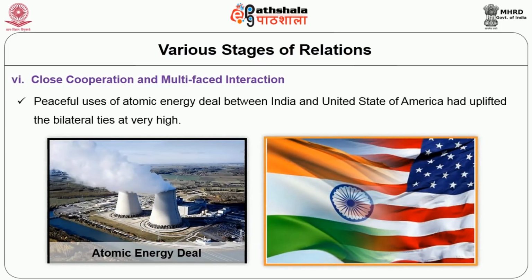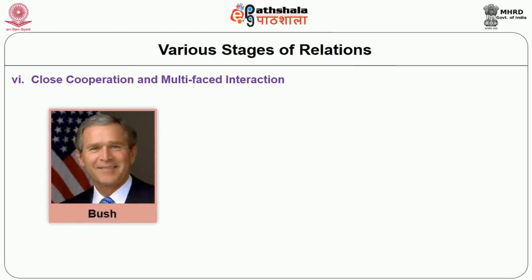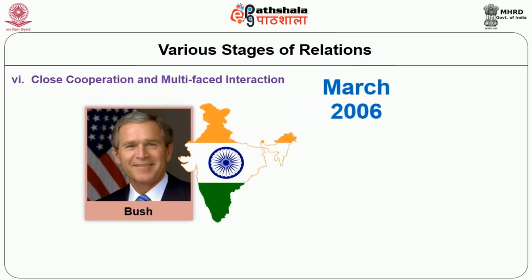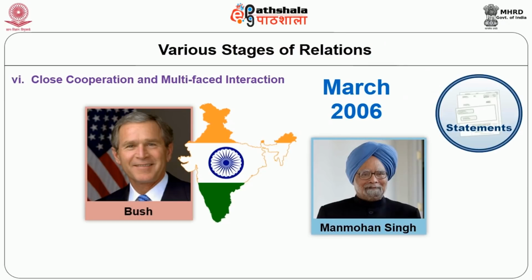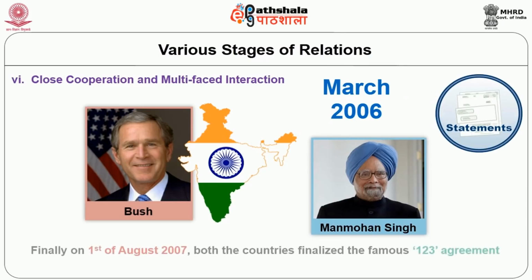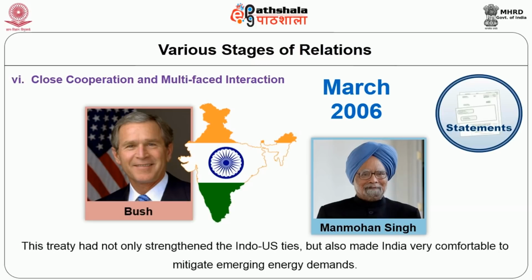The peaceful uses of atomic energy deal between India and the USA uplifted the bilateral ties to a very high level. During President Bush's visit to India in March 2006, Prime Minister Manmohan Singh released a joint statement on this issue. And finally, on 1st August 2007, both countries finalized the famous 123 agreement. This treaty not only strengthened Indo-US ties, but also made India very comfortable in meeting emerging energy demands.